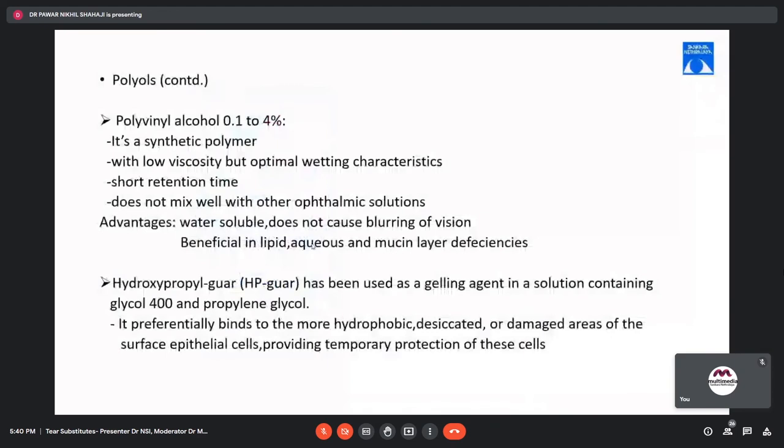Yes, polyol, polyvinyl alcohol: low viscosity but optimal wetting characteristics. Short retention time, does not mix well with others. I'm just going to ask you, what is the advantage of polyvinyl alcohol being low viscous, or any agent being low viscous or high viscous? What is the advantage and disadvantage? When you read low viscous and high viscous, what will you understand? Interpret those words.